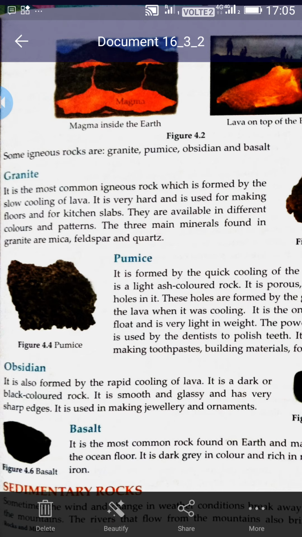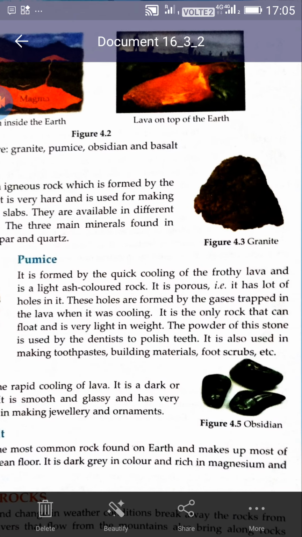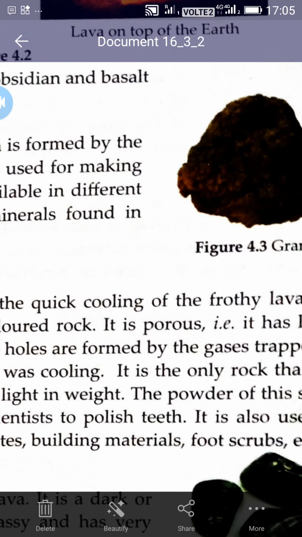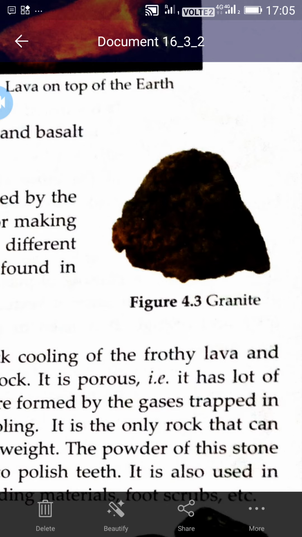The three main minerals found in granite are mica, feldspar and quartz. These are the three main minerals found in granite. See, one picture of granite is also shown, how it looks.